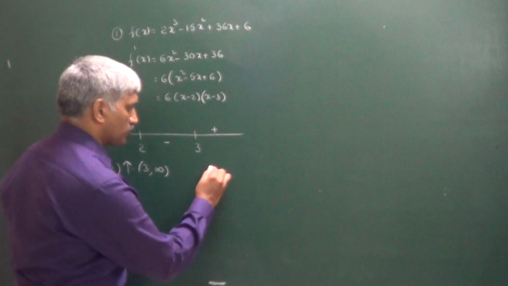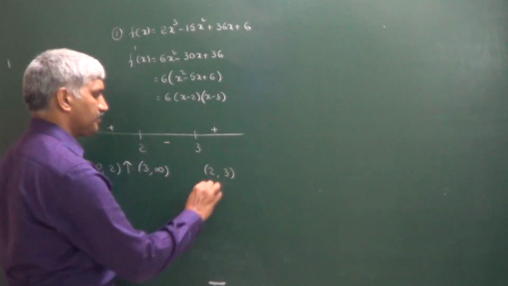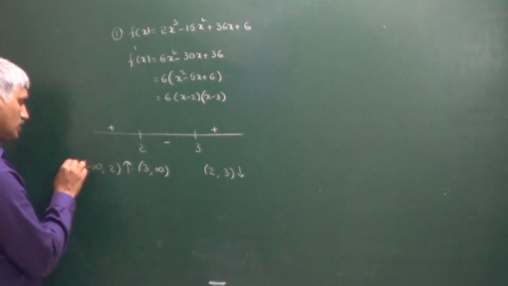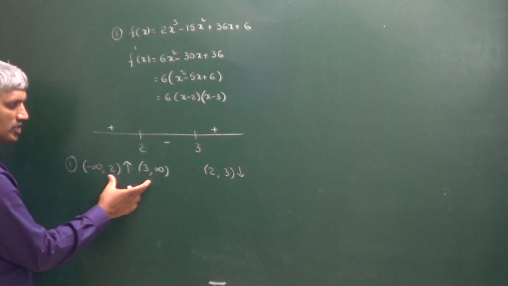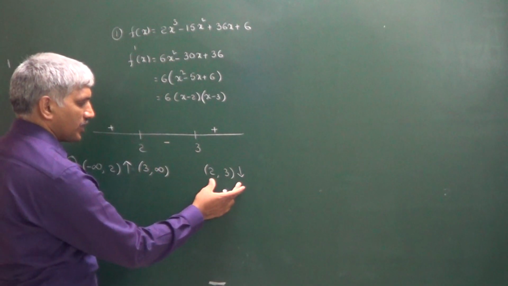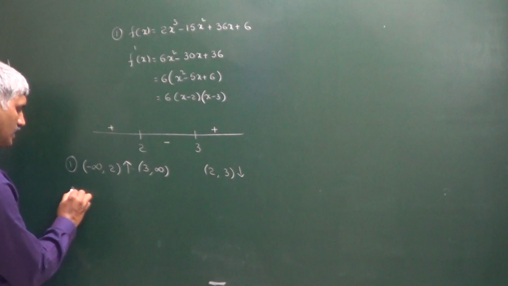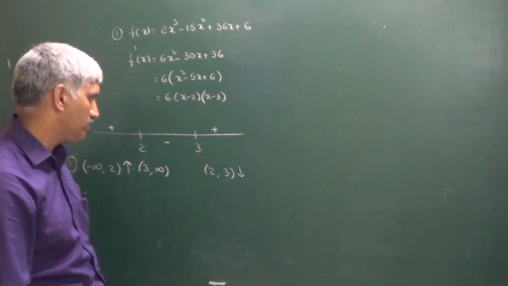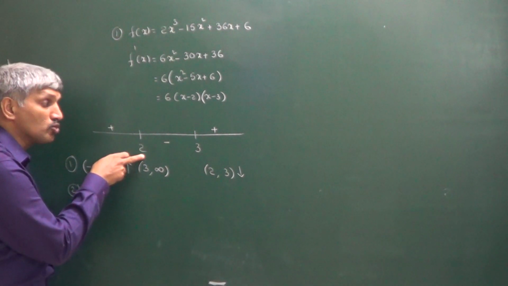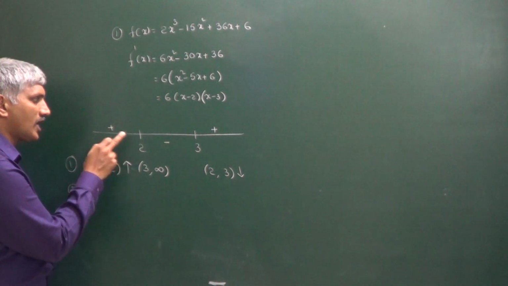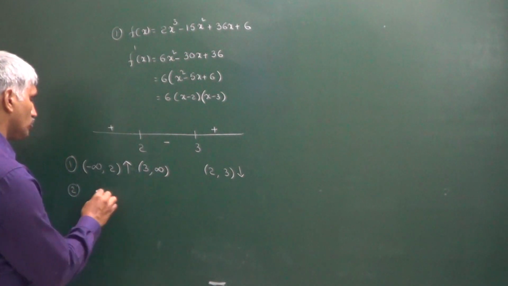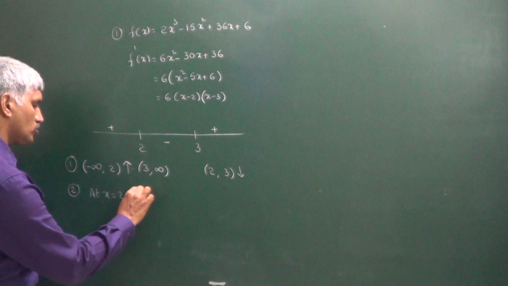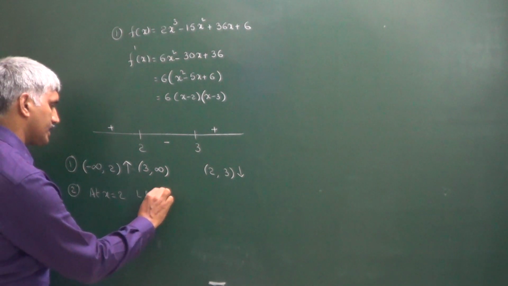At the same time you can observe between 2 comma 3, f dash of x is negative, therefore the function is a decreasing function. That is the first information we got: where the function is increasing and where it is decreasing. And the second information, according to the first derivative test for local maxima and local minima, as x values increase through 2, f dash of x changes its sign from positive to negative. Positive to negative means at x equal to 2, f has a local maxima.